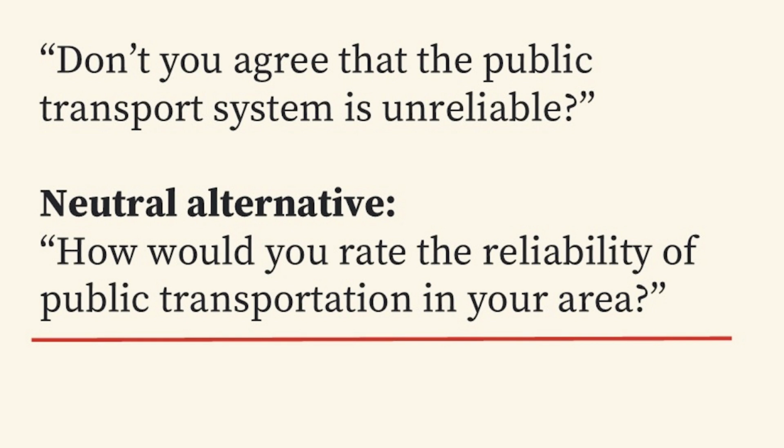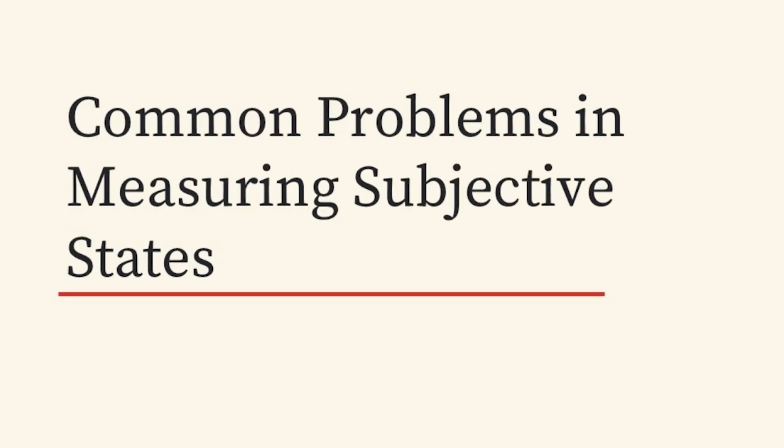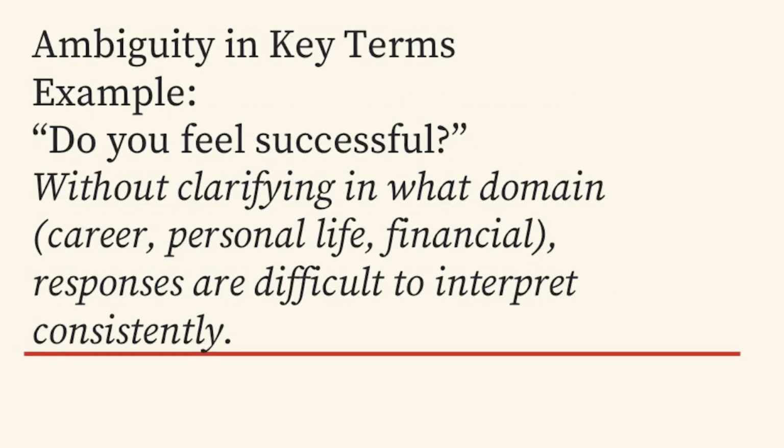Okay. Then there's the issue of words that seem clear, but aren't. The ambiguity trap. Yes. Words like happy or safe or successful, they feel straightforward, but honestly, they can mean vastly different things to different individuals. So if you just ask, do you feel successful? Successful at what? Your career, family life, personal goals. It's too broad. Without specifying the domain, the answers are, again, hard to interpret meaningfully.